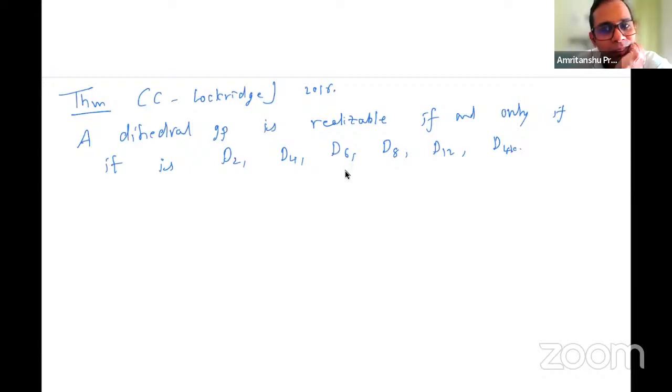D2 would be... what is that? Yes, C2 is Z2. You can put two other letters, or C2 also, as notation. That's right.